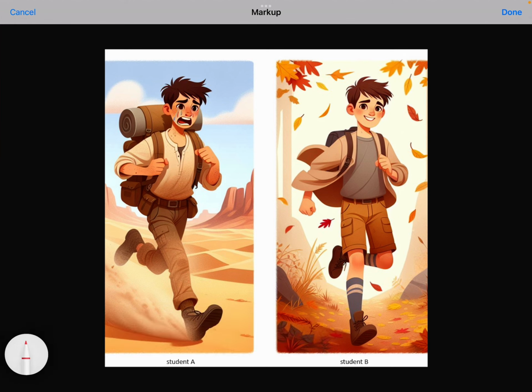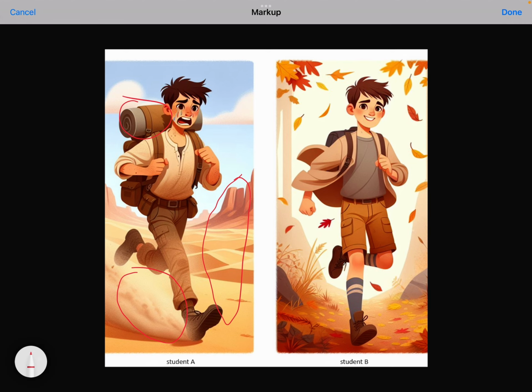Just think about these two boys. They are having a running competition. The one on the left hand side is running in the desert with a heavy backpack, as you can see in the background. A lot of sand, and with a relatively bigger backpack.